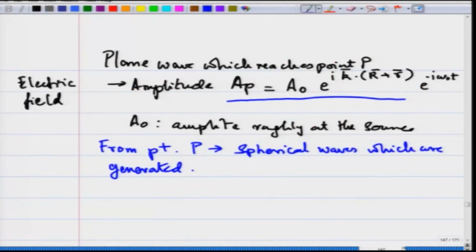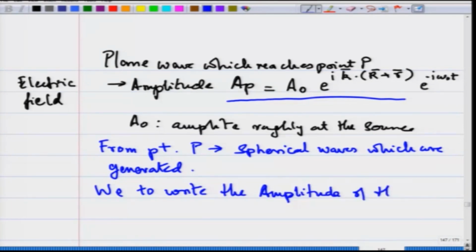So, the next part of the calculation is we want to write the amplitude of the waves reaching point B, which is your point of observation.